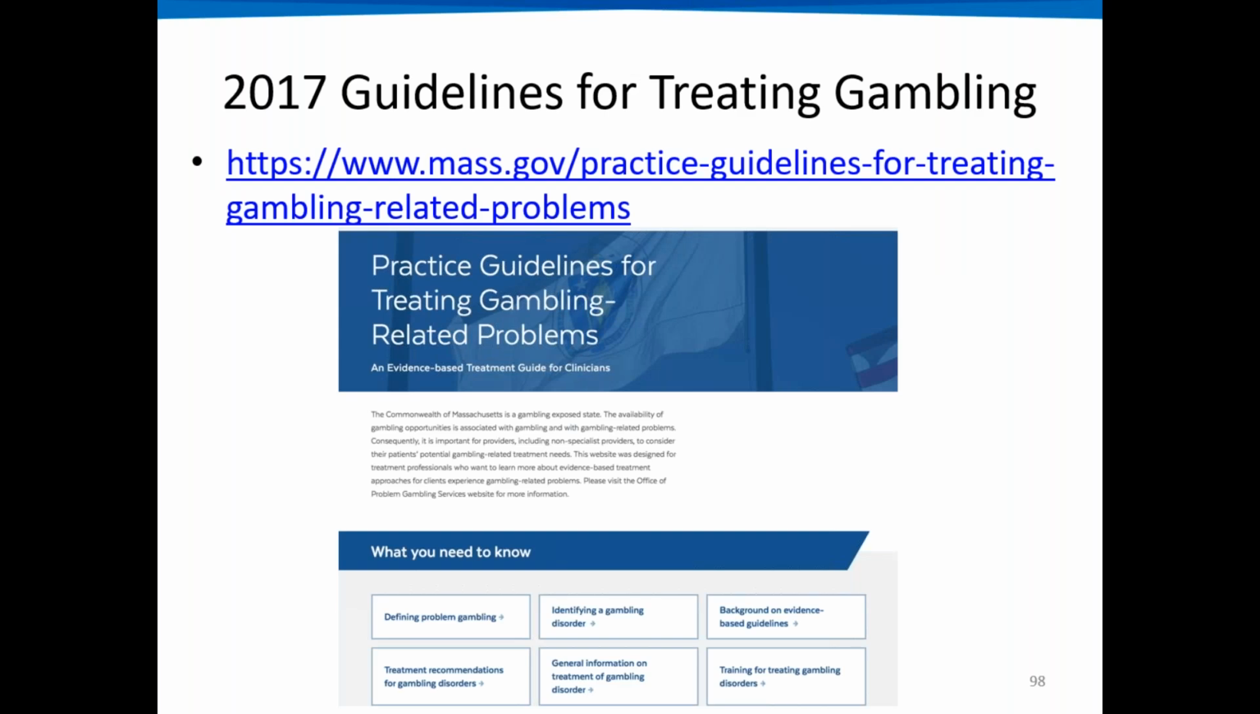As I alluded to earlier, the 2017 guidelines are currently available online. This allows us to update the guidelines as treatment studies are released. No more will guidelines sit on a shelf, out of date as soon as the next publication is released. The revised practice guidelines are available on the Massachusetts Department of Public Health website.